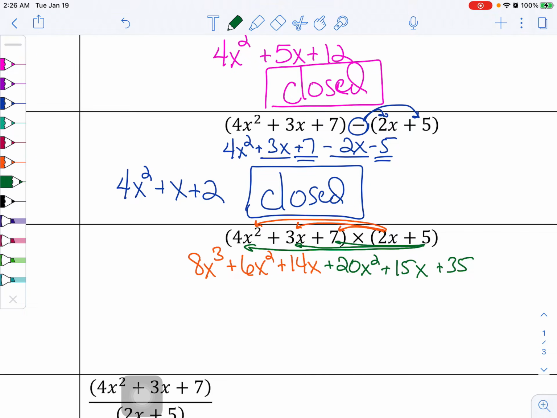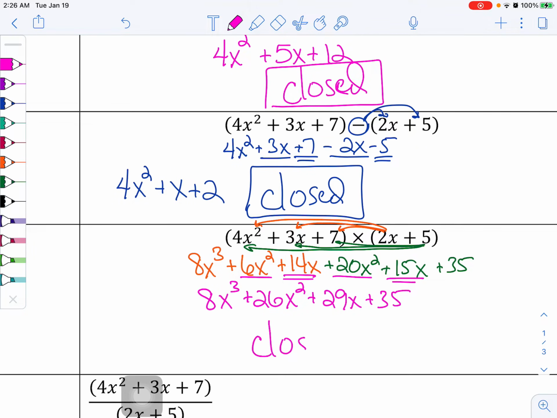There are some like terms to combine here. So 8x cubed plus 26x squared plus 29x plus 35. So when you multiply polynomials, you are always going to create a polynomial. So that is considered closed under multiplication.